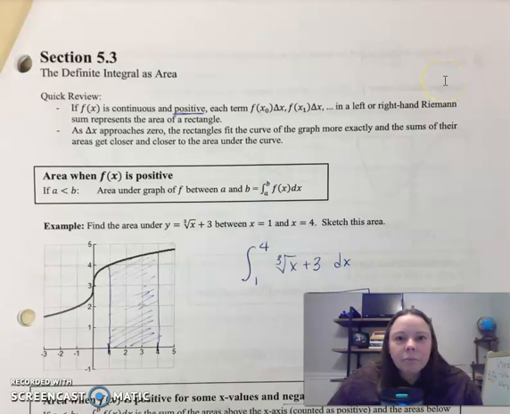Hello, this is section 5.3 for Calc survey, and today we'll be talking about the definite integral as area, which we've kind of already explored a little bit. So just a quick reminder, if f of x is continuous and positive, so notice in the last two sections we only ever dealt with when the function was above the x-axis. And when I say function, I could be talking about the derivative or just the function. So don't get caught up on this having to be always known as the derivative.